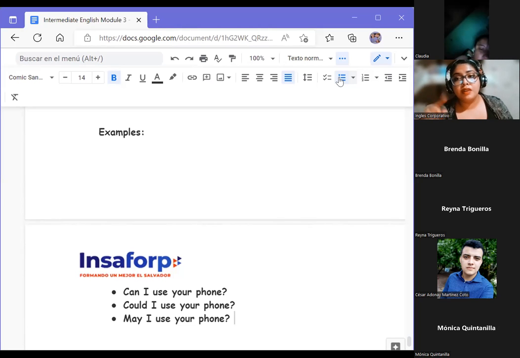But in some cases, when you find older people or people that you don't know very well, you're going to use, may I use your phone? Please, in some cases. ¿Podría usar tu teléfono, por favor? In that case, it's more formal and more polite to use could and may. If you are talking with your friends, you can use can, and it's okay. But when you are talking with someone you don't know very well, or it's in your job, or in the street, or something like that, you are going to use could and may.